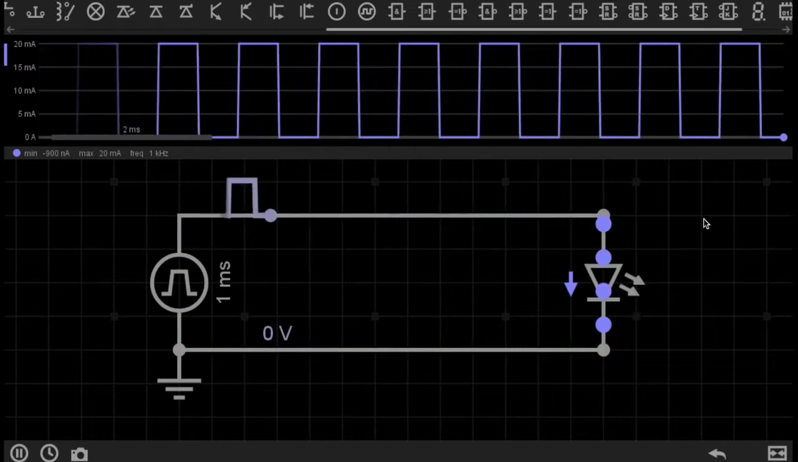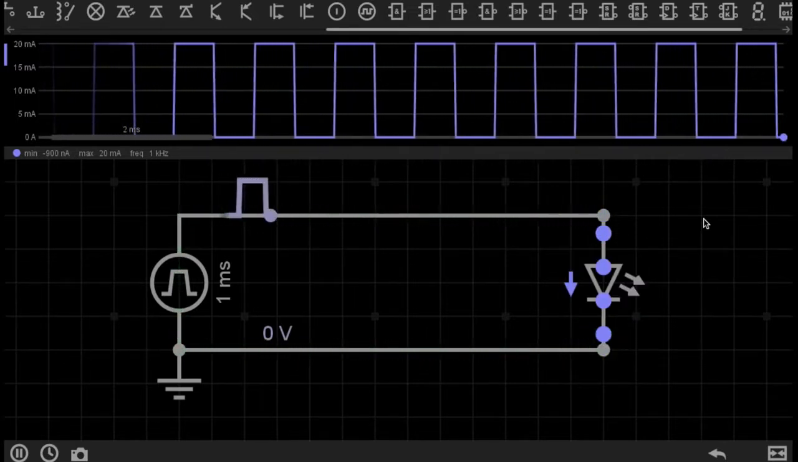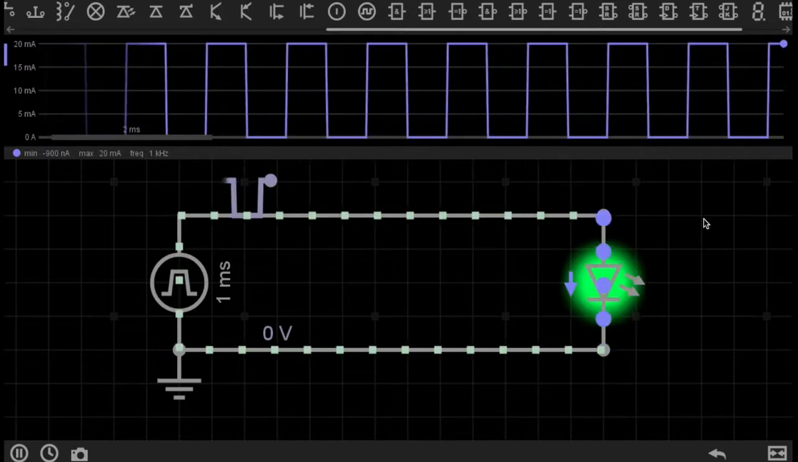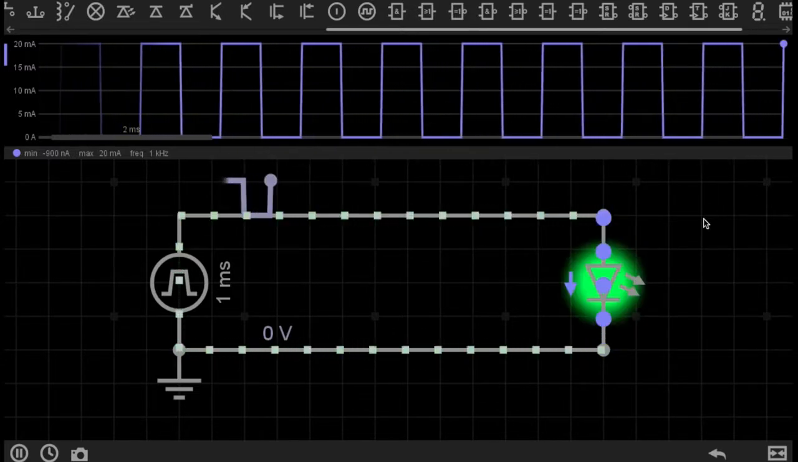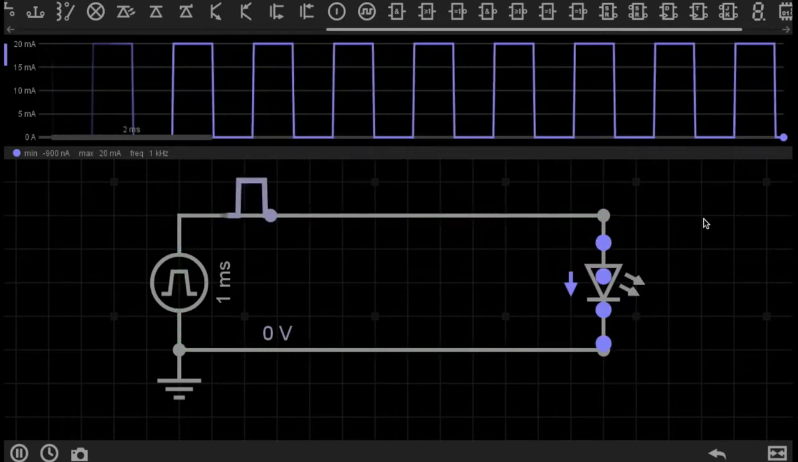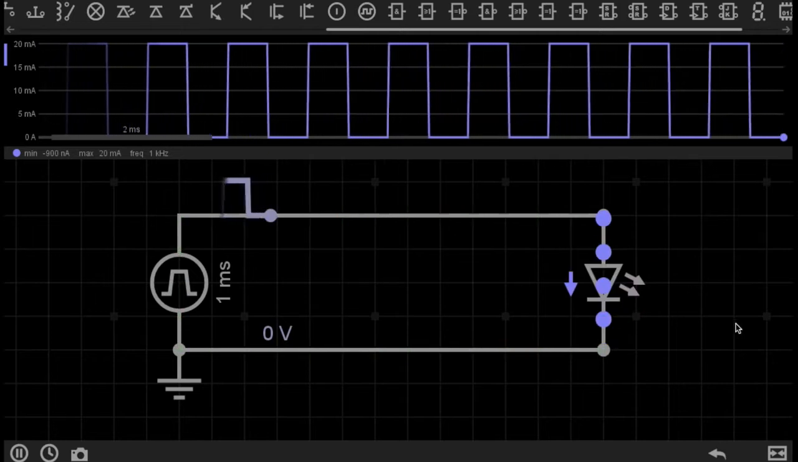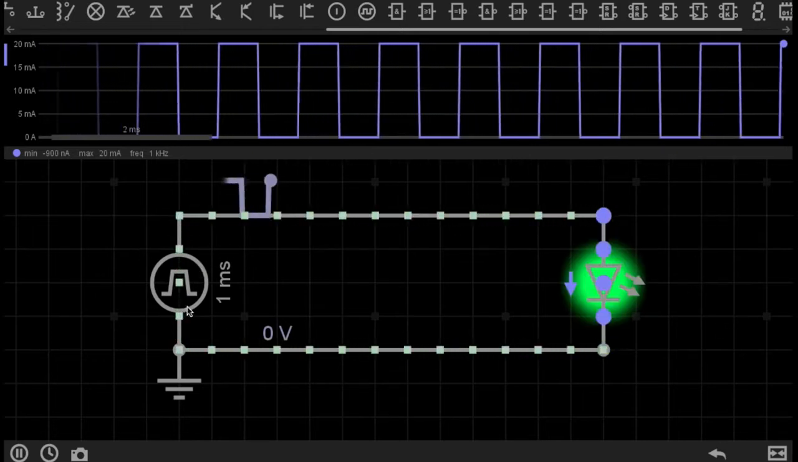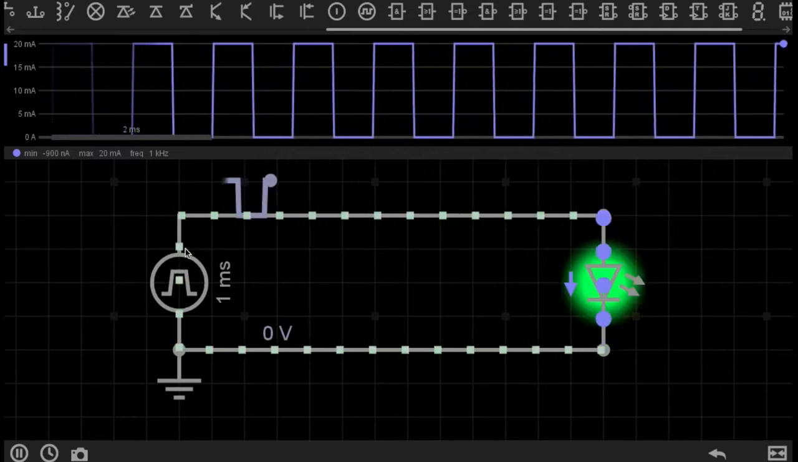Today we're going to have a look at pulse width modulation, or PWM. Pulse width modulation has many different uses because it allows us to finely control different electronic devices. In this case, I'm pulse width modulating an LED, which means that I'm pulsing the power supply on and off at a certain frequency and with a certain pulse width.